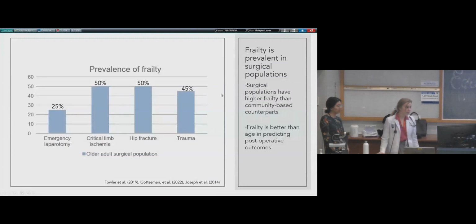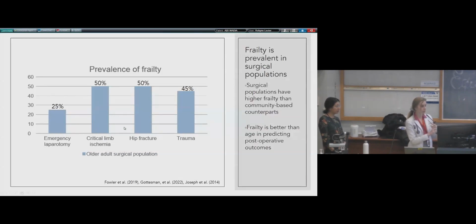Frailty is very prevalent in surgical populations, and those going for surgery will have a higher frailty on average than community-based counterparts. And we know that frailty is better than age in predicting post-operative outcomes. So there have been some studies in the past that compared people over 65 with those under 65 and the outcomes, but you really can't compare those two. They're just completely different. It's more about the frailty aspect.